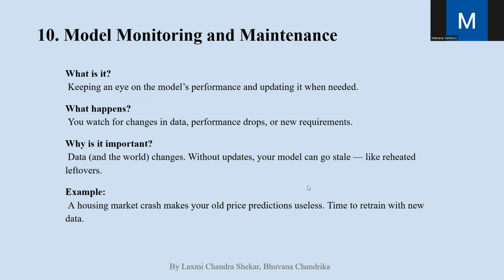Okay. Tenth one, model monitoring or maintenance: keeping an eye on the model's performance, updating it when needed. That is what I already told you in the first class, when I was introducing the machine learning life cycle. What happens? We watch for changes in data. The dataset on which our model is trained might be from 2024 or something like that. After 2 years or so, the trends might have changed. By 2028 or so, the trends might have changed. We'll be making our model learn that too. That is what maintenance and monitoring is all about.